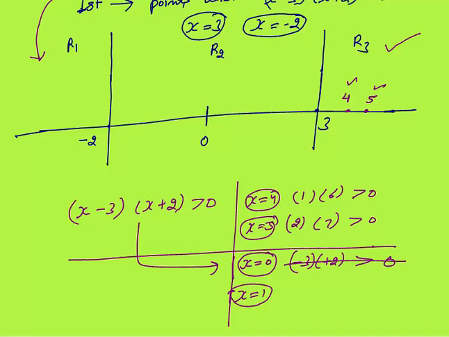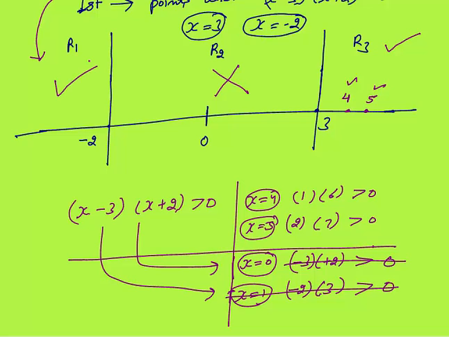Let's say x equals 1. So 1 minus 3 is minus 2, and 1 plus 2 is 3. Minus 2 into 3, again this will not satisfy. So can I say that if you put any values between minus 2 and 3, this region will not satisfy the inequality. Cross.